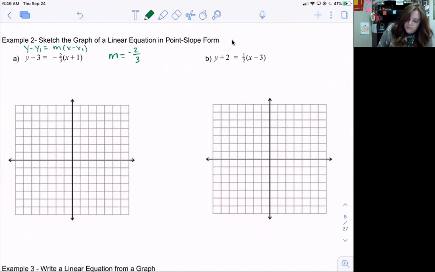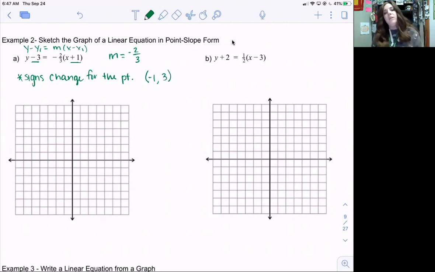Okay, I'm going to write that down. Signs change for the point. Okay, so we want to say our x value. We're going to look here, we have +1. We're going to change that and say -1. Looking at our y value, we have -3. Change the sign, it becomes +3. Okay, so now we have what we need. We have a point, which I'm going to go ahead and graph, -1, and then up 3.